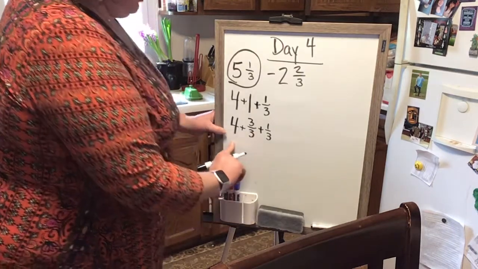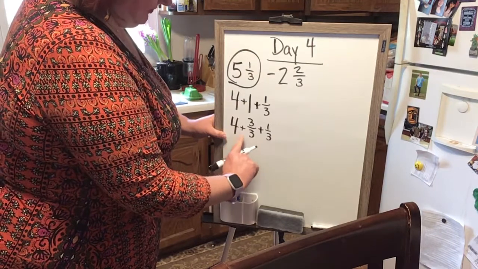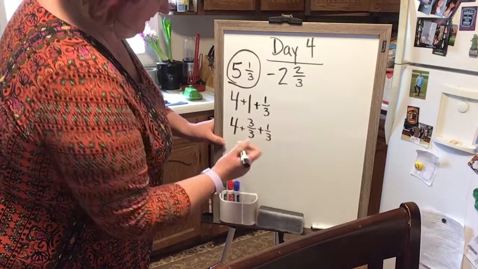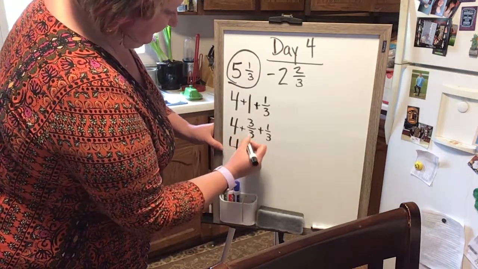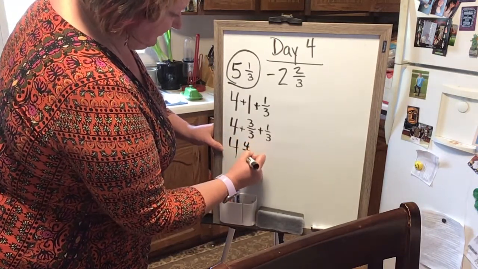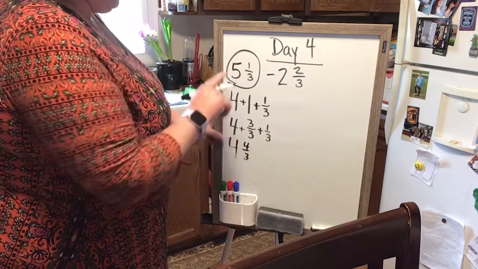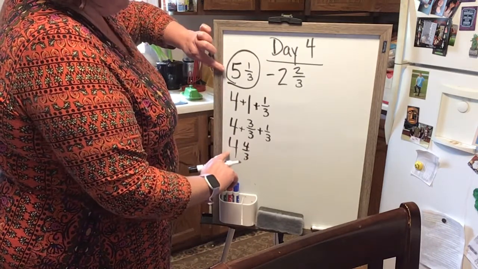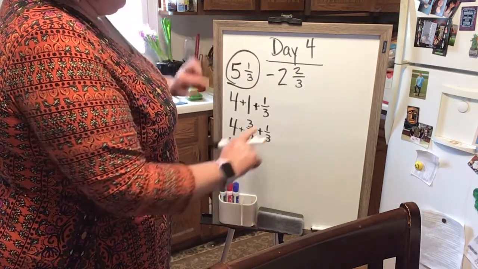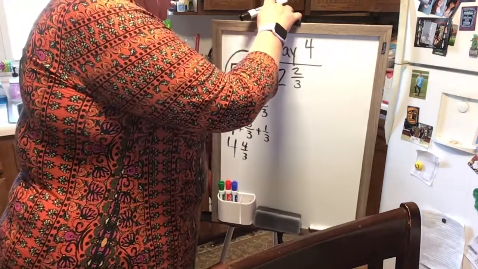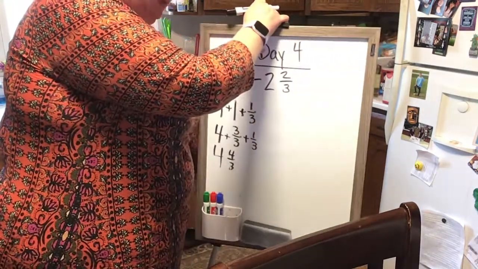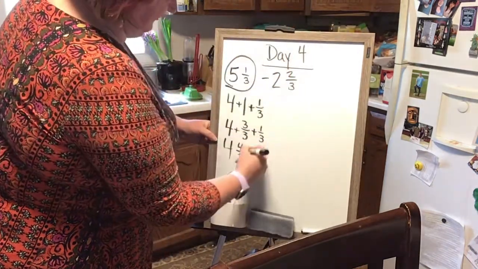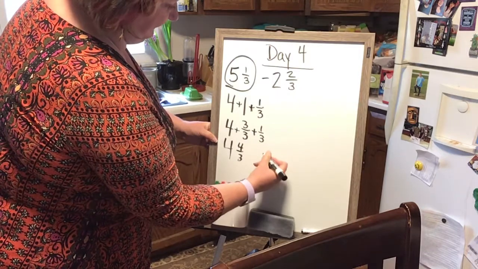And now that I've got 4 plus 3/3 plus 1/3, I'm going to combine this 3/3 and 1/3. And I'm going to make this 4 4/3. Okay, so I'm actually naming the same amount here. 4 4/3 is equivalent to 5 1/3. But now I'm going to be able to subtract my 2 2/3 from 4 4/3.